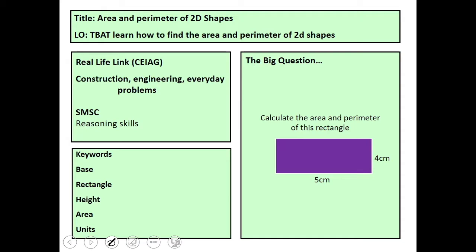Remember from last time that when we are going to write the units for area, we need to always write that little 2 which represents squared. Whereas for perimeter, we will just write the units such as centimeters, millimeters, meters. The question on the right hand side is something that we should all be able to do by the end of this lesson.